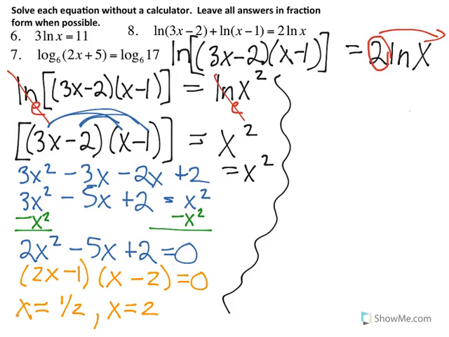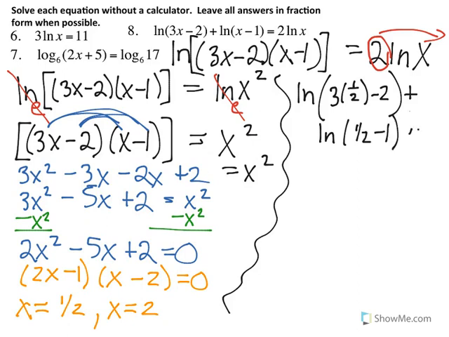Remember, we cannot take the log of 0 or less. Okay? So we can't take the log of 0, we can't take the log of a negative number, is basically what I'm saying. So let's test 1/2 first. I'm going to do the natural log of 3 times 1/2 minus 2 plus the natural log of 1/2 minus 1 equals, or it should equal, 2 natural log of 1/2.